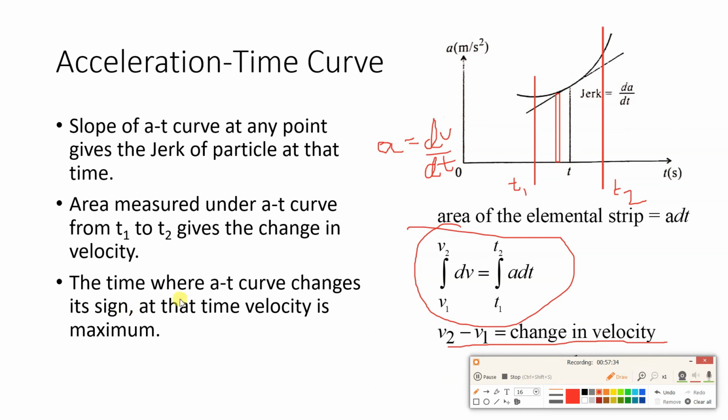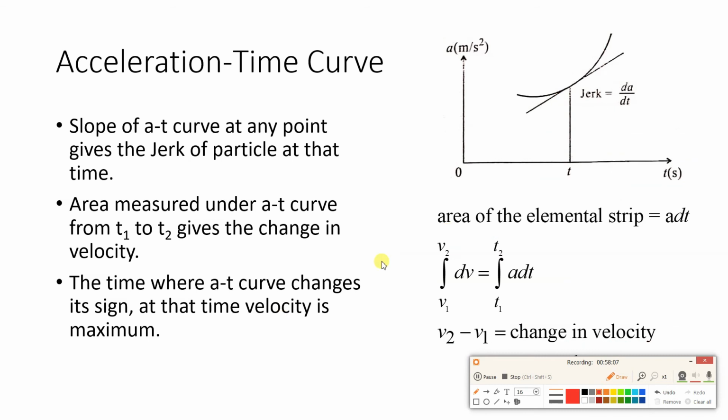Next point, again this point's significance we will see when we are solving numericals. The time where AT curve changes its sign: it might happen that acceleration curve cuts this x-axis and goes to the negative side. The time where AT curve changes its sign, at that time velocity is maximum. So we will stop over here and continue with motion curves in next lecture.